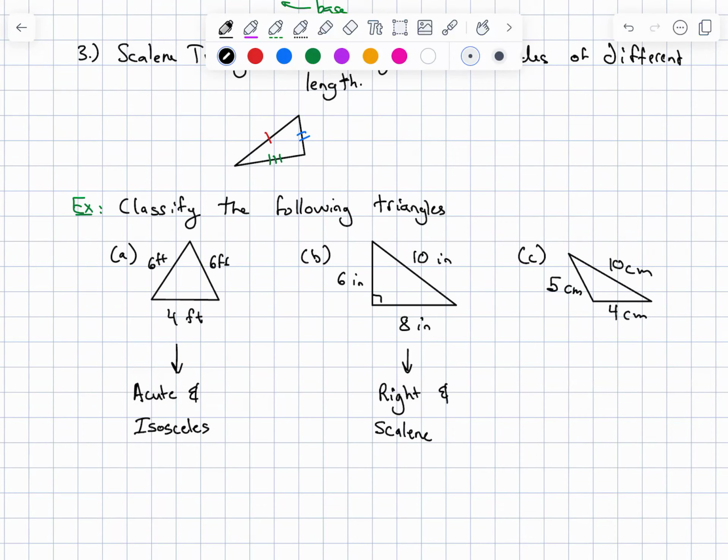And the last one has an angle that is larger than 90 degrees, the one formed from the 5 centimeter and the 4 centimeter side lengths. So it is an obtuse triangle. I don't know why it's being so difficult. And it is also scalene because all these side lengths are of different length.